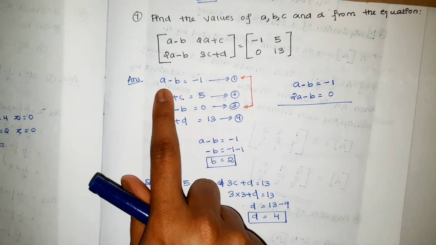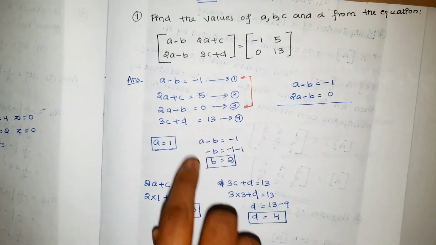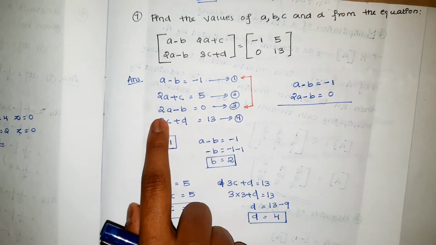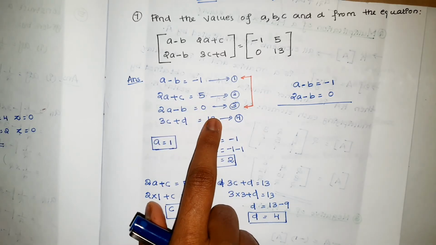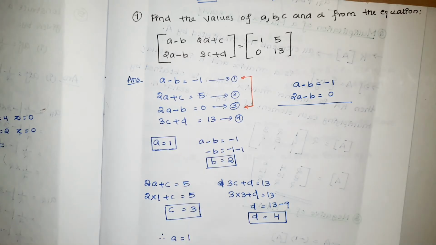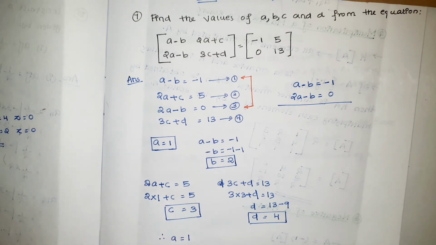So we can equate the elements of the matrix. The first one is a minus b is equal to minus 1. Okay students, next is 2a plus c is equal to 5. Next is 2a minus b is equal to 0. And next is 3c plus d is equal to 13. We got 4 equations. Okay, here we have to solve some of the equations and then only we can find the values of a, b, c and d. So how can we solve these equations?